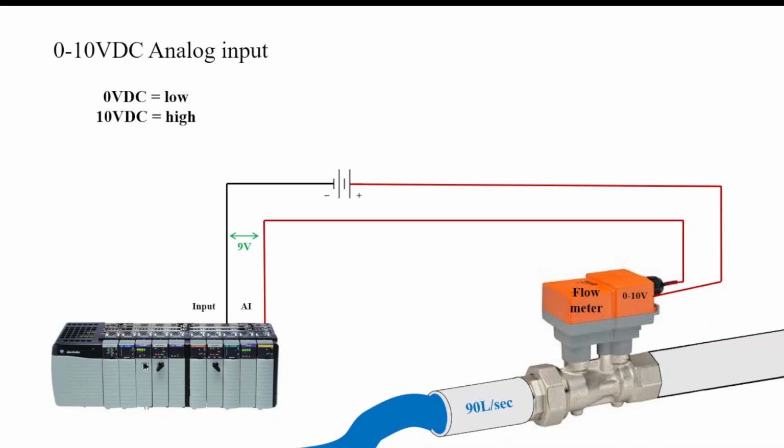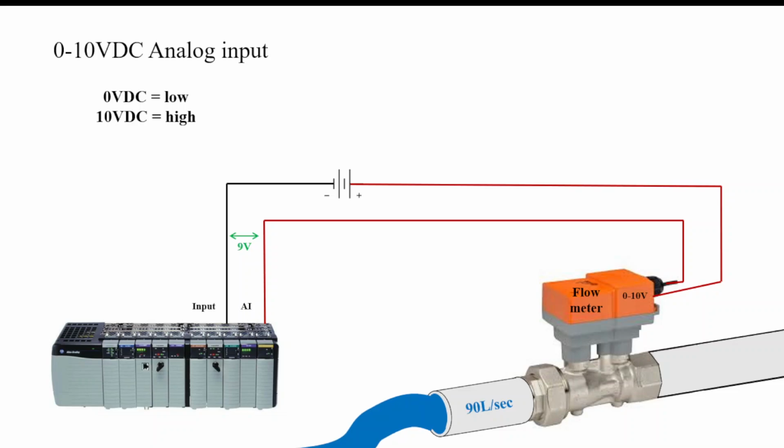If we look at a 0 to 10 volt system, that won't necessarily happen because with 0 to 10 volts, 0 means low flow, 10 means high flow. So right now we're at 90 liters per second, and there we're down to 10 liters per second, and we can see the voltage changes going back to the PLC analog input. Remember, the flow meter is measuring the flow of the water. It is not being controlled by the PLC.